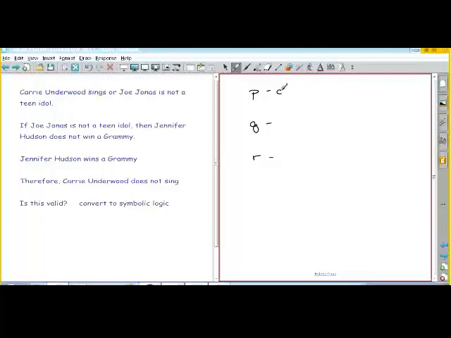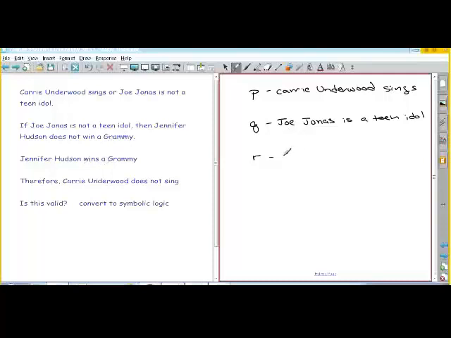So the first thing we have is Carrie Underwood sings. I'm going to make that statement P. The negation of P would be Carrie Underwood does not sing. Statement Q says Joe Jonas is not a teen idol. I'm going to just use the positive version. It doesn't matter. I could have Q being Joe Jonas is not a teen idol, but I'm going to let it be Joe Jonas is a teen idol. That will just affect my logic statement, but it won't affect the results.